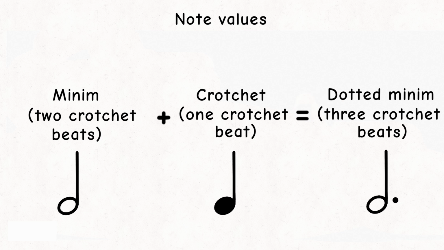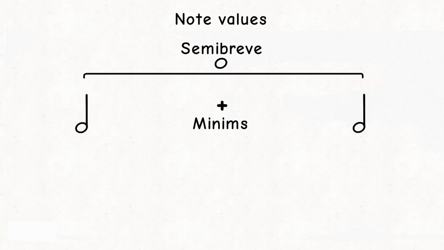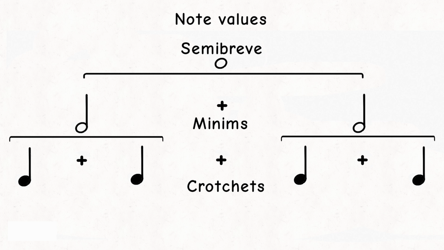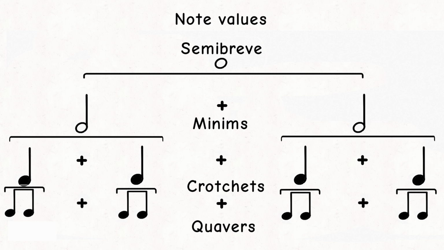Let's understand this in detail. In one semibreve, there are 2 minims. In one minim, there are 2 crotchets. And in one crotchet, there are 2 quavers. So, 4 crotchets are equal to 8 quavers.